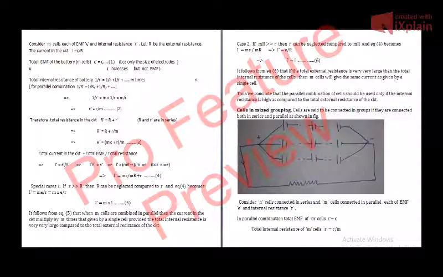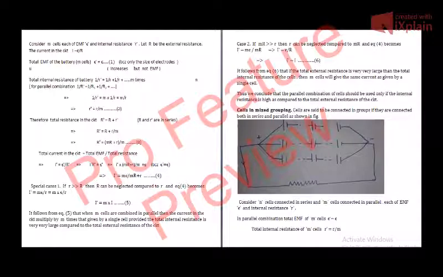So thus we conclude that the parallel combination of cells should be used only if the internal resistance is high as compared to the total external resistance. Now we will discuss cells in mixed grouping. That is, when the cells are connected both in parallel as well as in series. That's called mixed grouping. So cells are said to be connected in groups if they are connected both in series as well as in parallel.